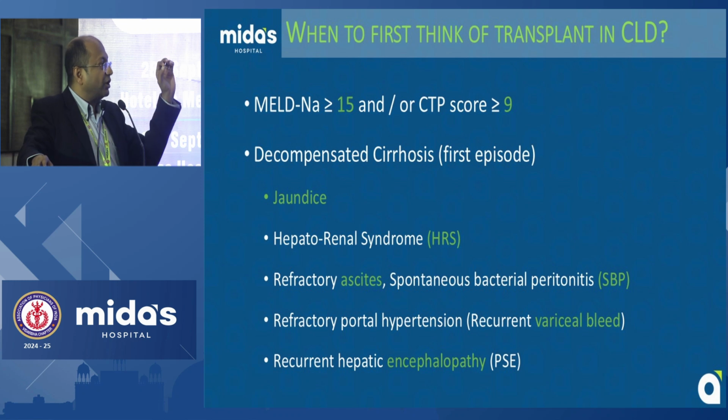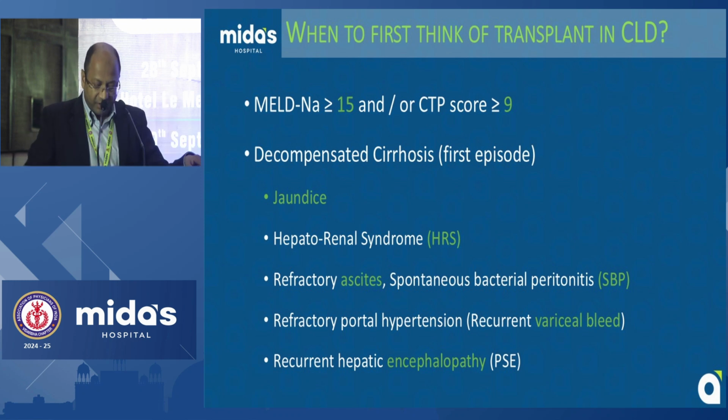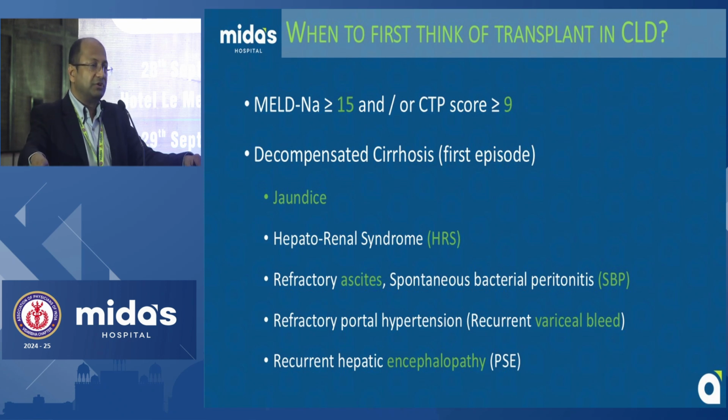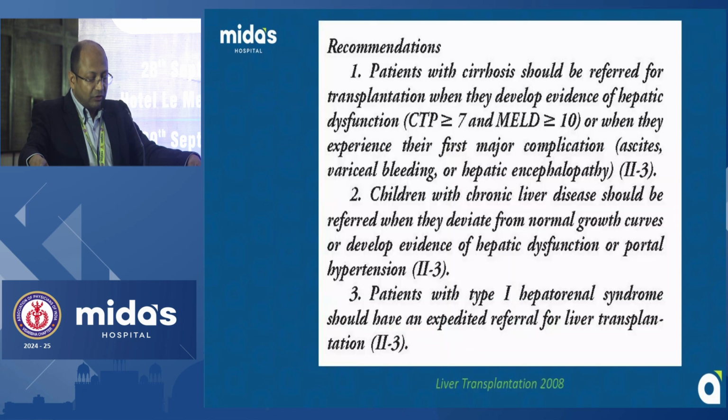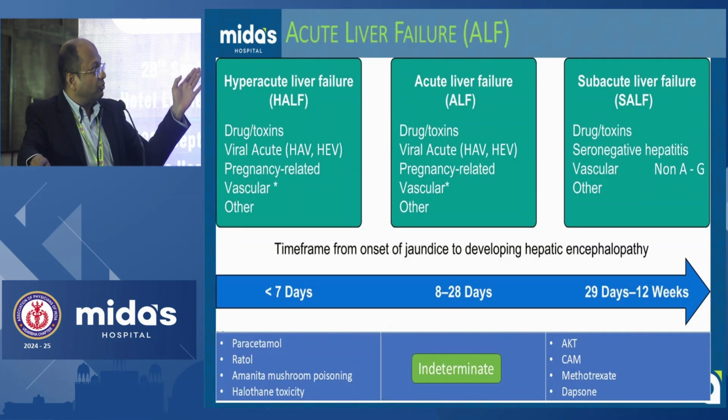But this is the time to start thinking about a transplant so that they get it at the right time, because often we end up in a situation where patients are too sick for a transplant at the time that they get ready for it. So this recommendation was given in 2008, many years ago, and generally still holds even today, that when somebody's MELD score or CTP score goes above a certain number for adults, you should think about a transplant.